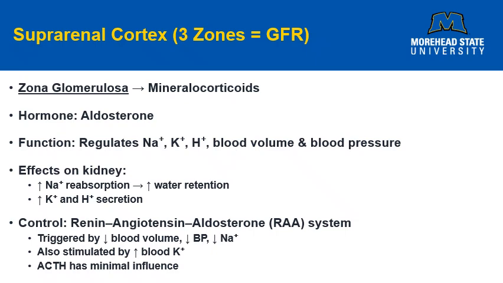So as this is obviously a crucial balance for several reasons, it has its own control system. All right, the renin-angiotensin-aldosterone system, or RAA. Now, this system is triggered by blood volume, its pressure, its sodium content. If it's all low, if it's all decreased, it is triggered. Now, it's also stimulated by an increased level of blood potassium. All right. And it really doesn't have too much of an influence with ACTH. All right, it's very minimal influence.